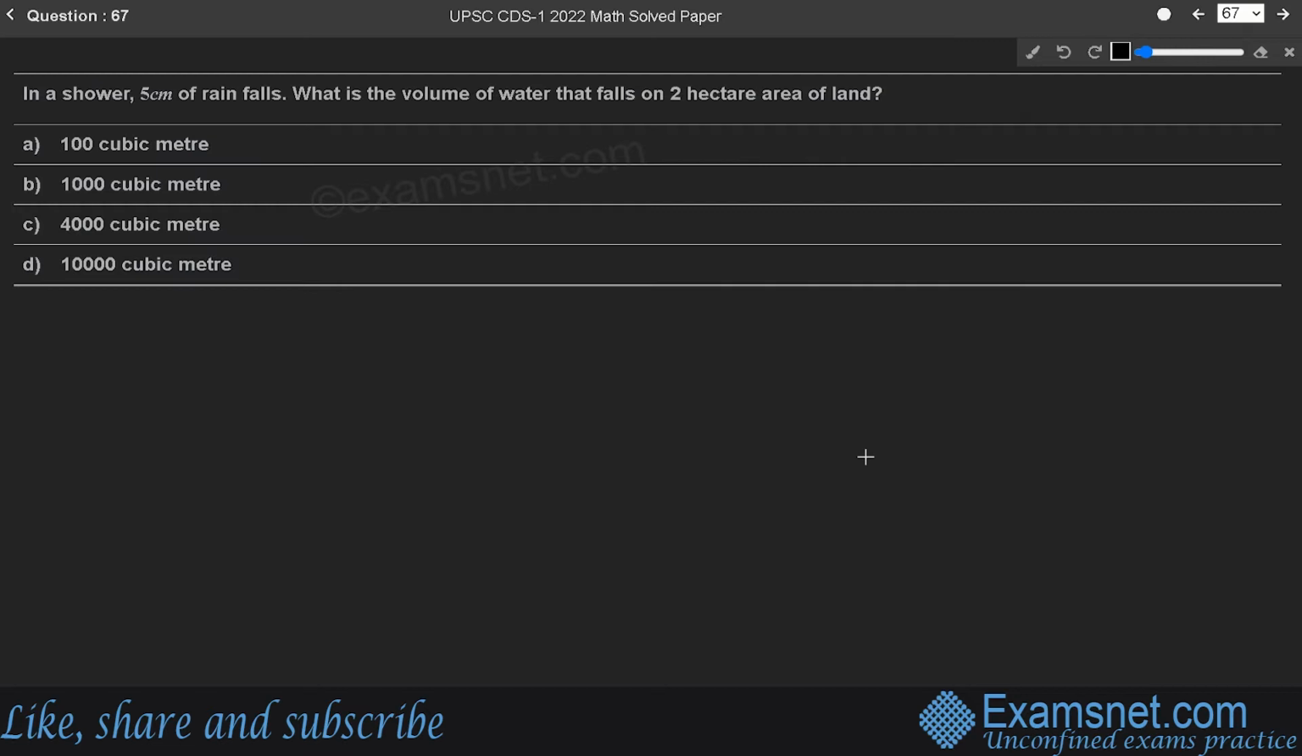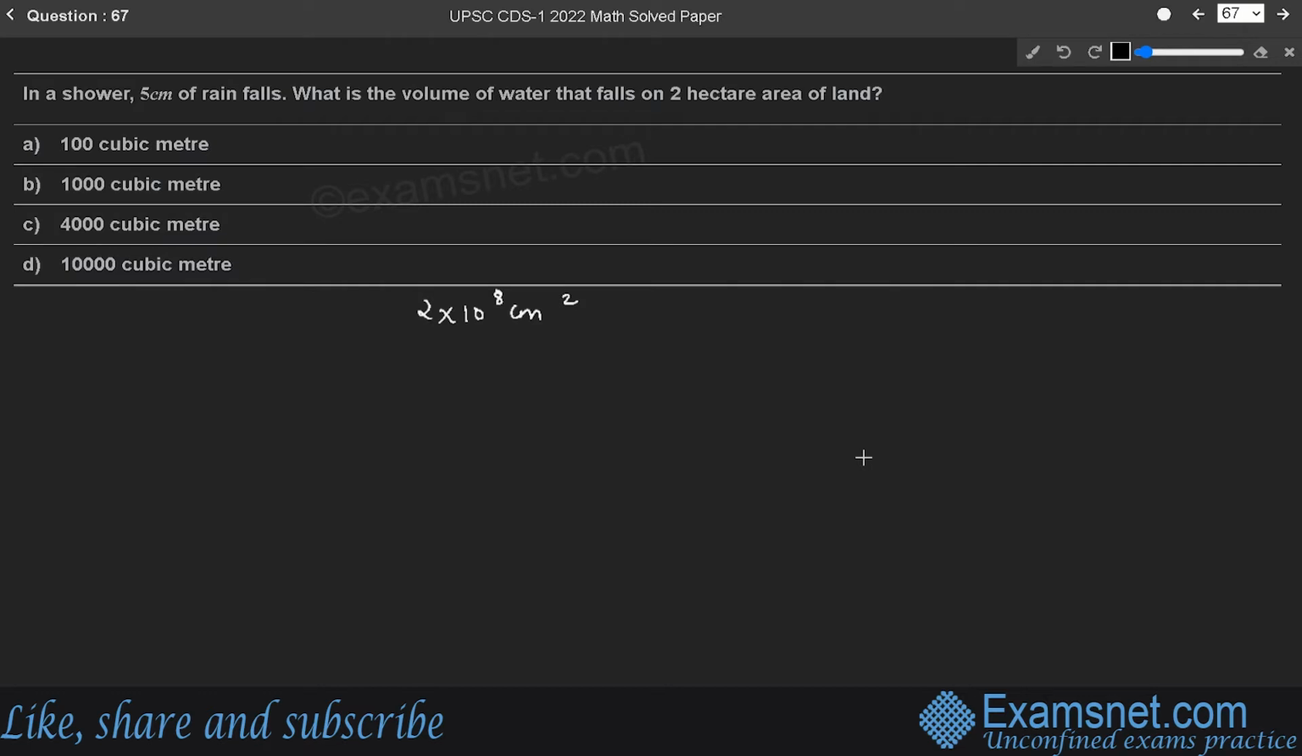Next question is, in a shower, 5 centimeter of rain falls. What is the volume of the water that falls on 2 hectare area of land? It is given that height is 5 centimeter. Area of the ground is 2 hectares. 2 hectares means 2 into 10 to the power 8 centimeter square, and we know that 1 hectare is equal to 10 to the power 8 centimeter square.